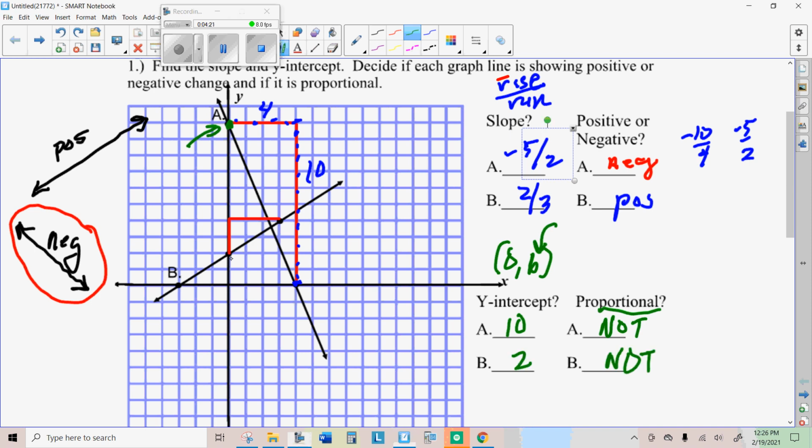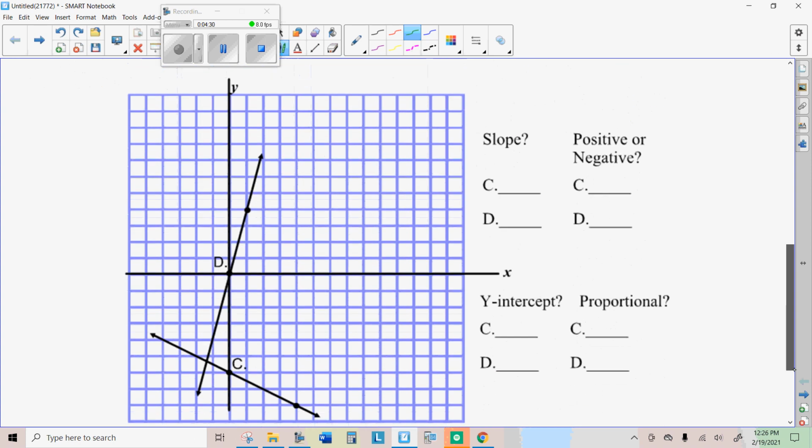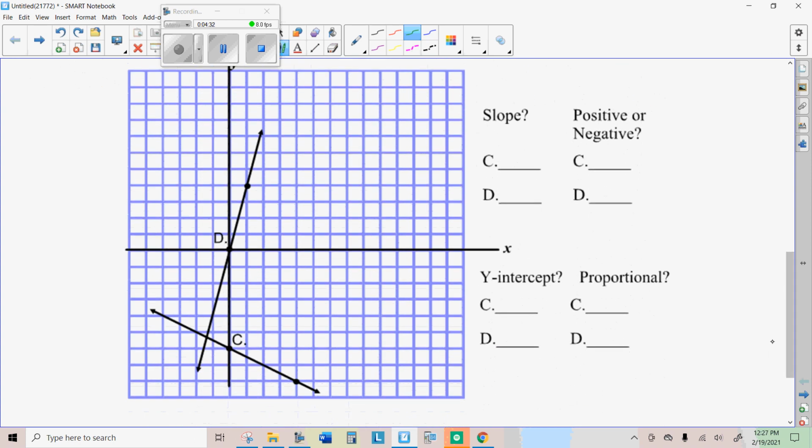All right, that point is right there. And that point is 2. All right. You should be able to do these. Go ahead and do the rest of them, and then you can check back and see if you got the right answer. All right, here's what I got.